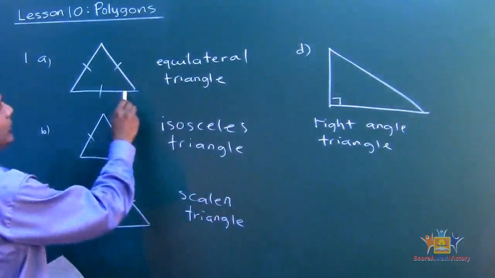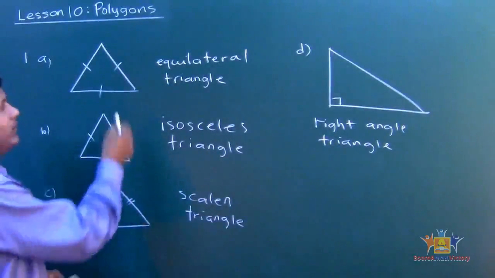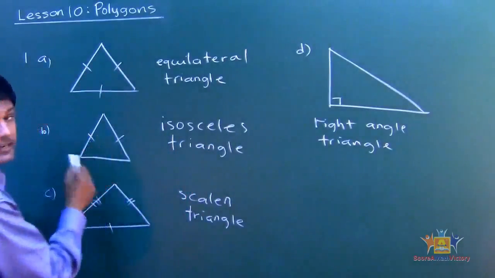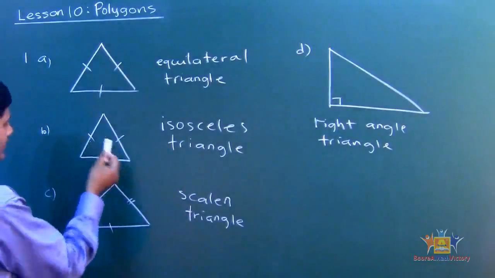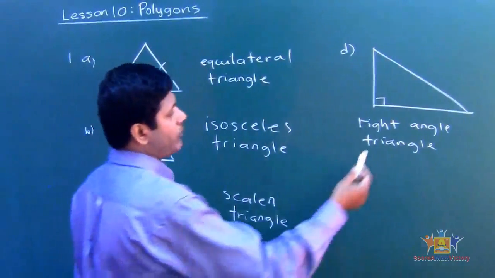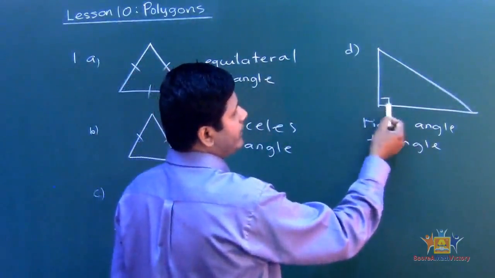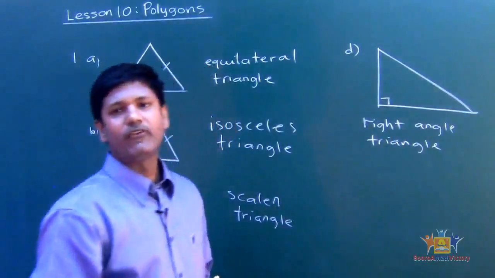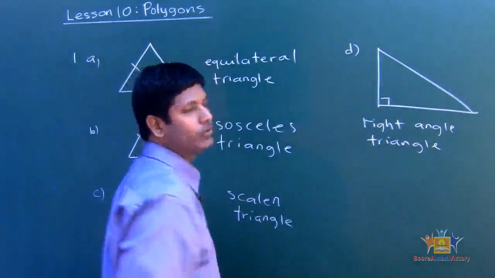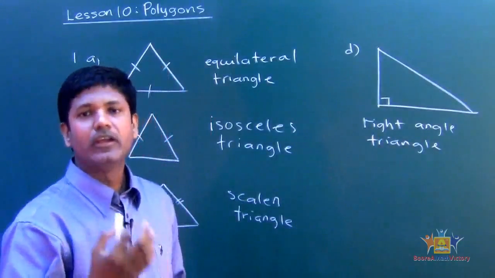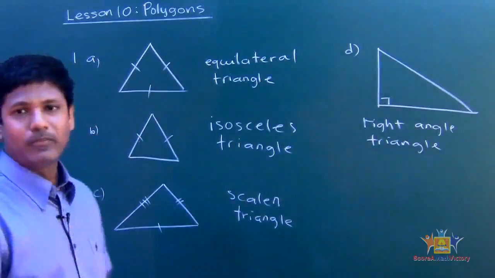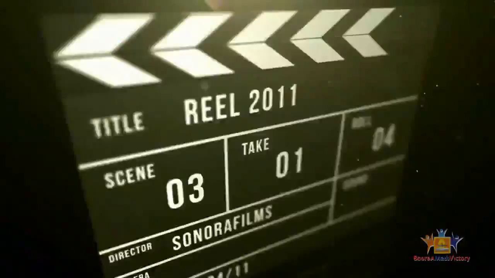This is an equilateral triangle. Why is it equilateral? All sides are equal. This one's an isosceles triangle because two sides are equal, identical. Scalene, none of them are identical to each other. And then you've got a right angle triangle because the corner right here is a right angle, and again it's a small square box. That makes it a right angle. All right, good. Let Mr. Mac erase the board, and we can do problem number 2.